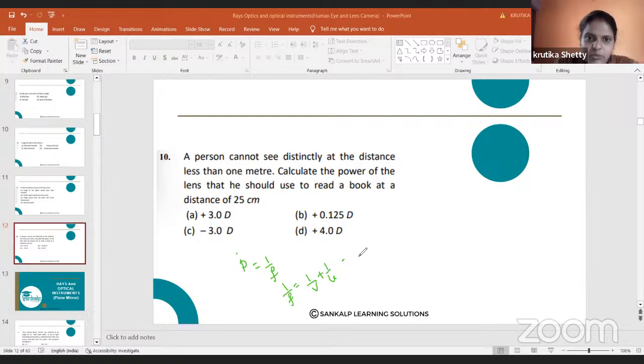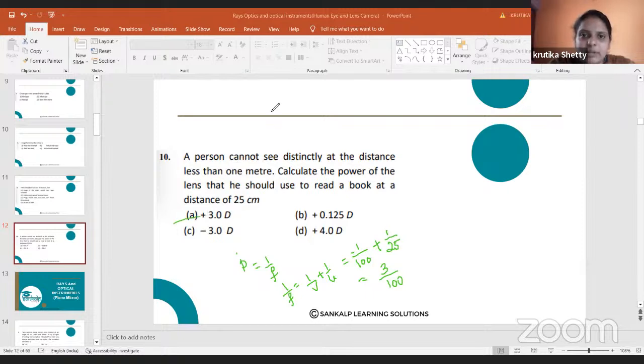He cannot see distinctly at less than 1 meter, which is 100 centimeter. So here the image distance, I'll take it as 1 divided by 100. Here it is minus, and plus for the object distance. The book is kept at a distance of 25 centimeter. If I simplify this, I'll get 3 divided by 100. So 1 by f is equal to 3 divided by 100, which is nothing but the power of the lens. So the power of the lens is plus 3 diopter.